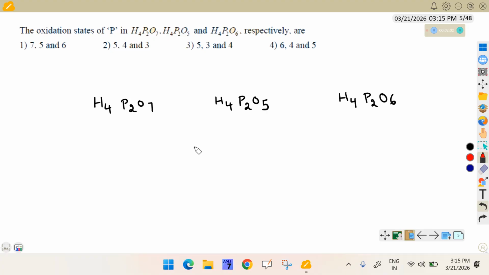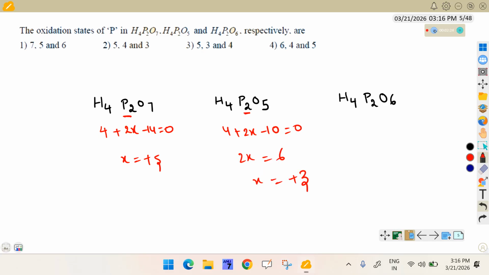Next question, calculate the oxidation state of phosphorus in the following compounds. 4 plus 2x minus 14 is equal to 0, x is equal to plus 5. 4 plus 2x minus 10 is equal to 0, 2x is equal to 6, x is equal to plus 3. 4 plus 2x minus 12 is equal to 0, 2x is equal to 8, x is equal to plus 4. Third option is the correct option.